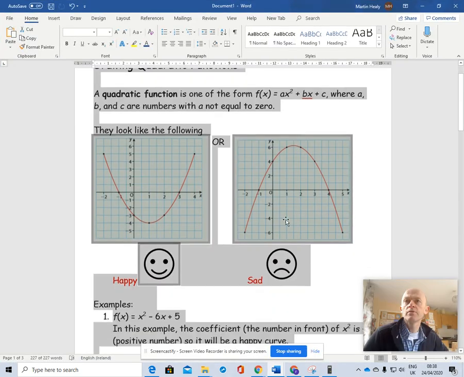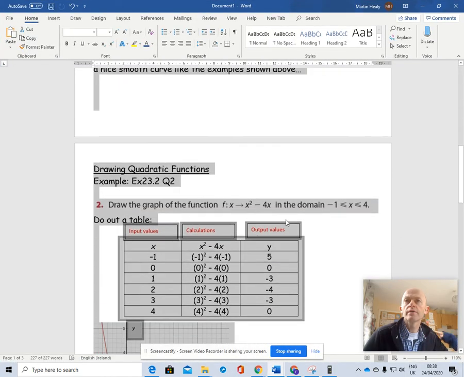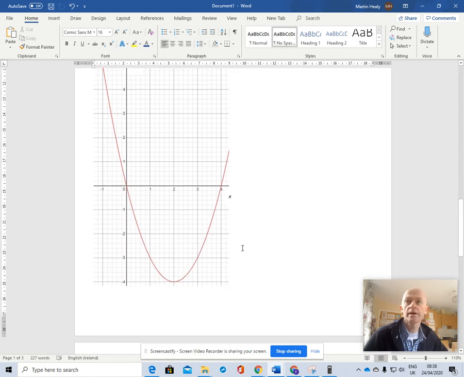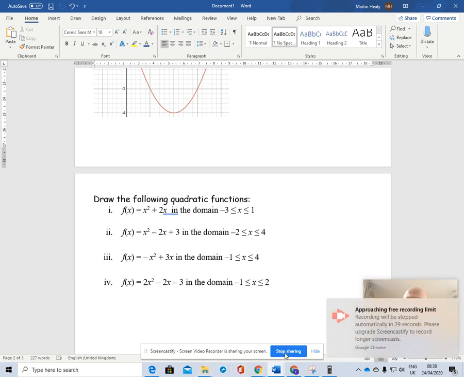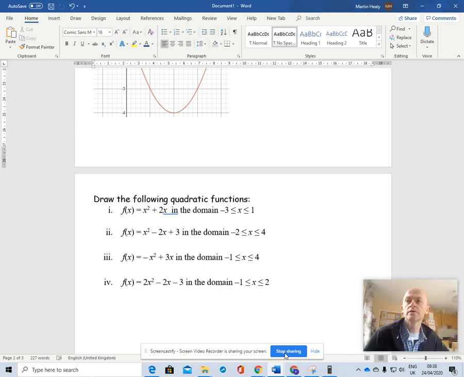I want you to do the following. I have a little worksheet there, so there's an example here, and I want you for Monday or Tuesday to have a go at drawing those 4 graphs. And that is that. Do get on to me if you are having any difficulty with it, and I'll do some further examples. Okay.